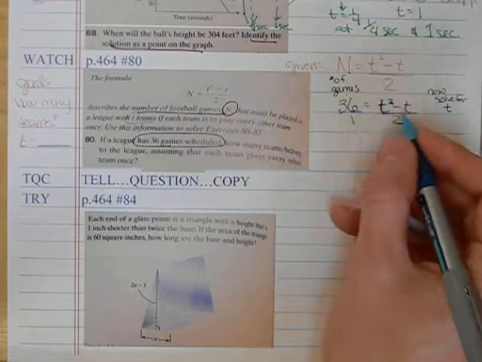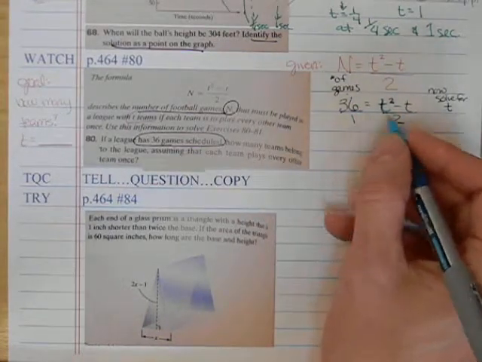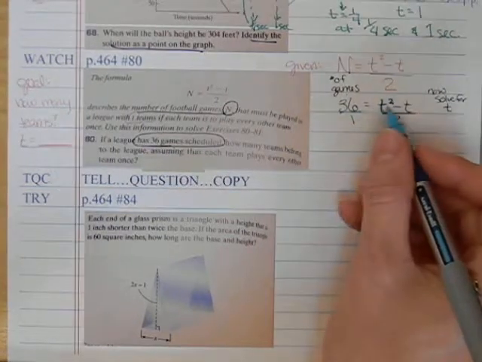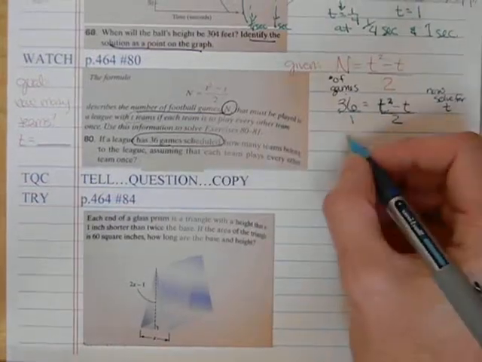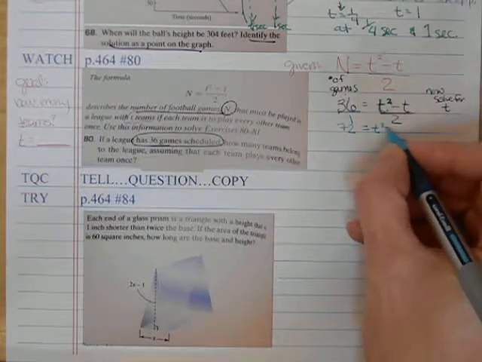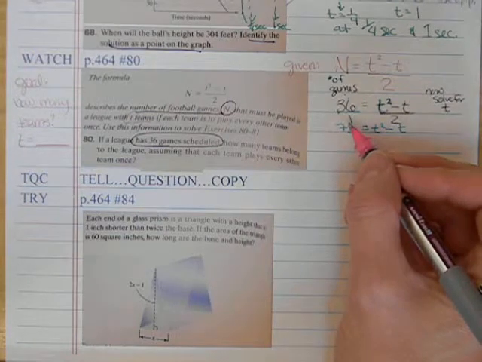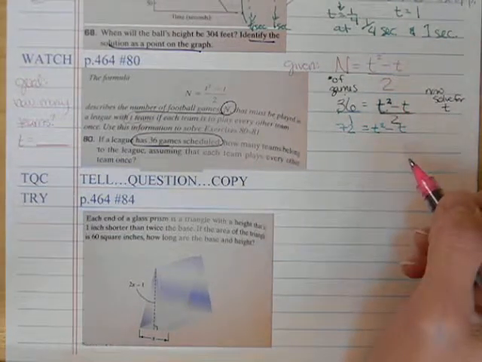I've got a fraction equal to a fraction. If you consider that 36 is the same as 36 over 1, I could cross multiply here. And 1 times t squared minus t is just t squared minus t. And 2 times 36 is 72. So you could rewrite this as 72 is equal to t squared minus t. However you want to do that. Thinking about it as getting to standard form, starting that process, or setting it up as a proportion and multiplying.